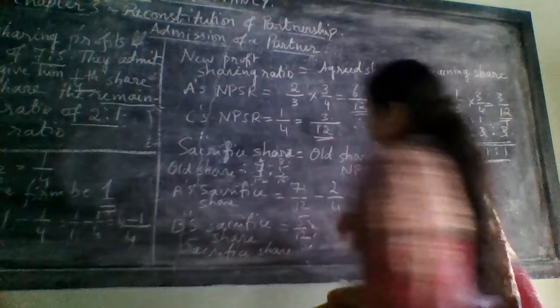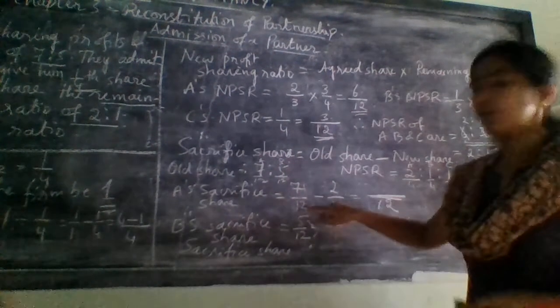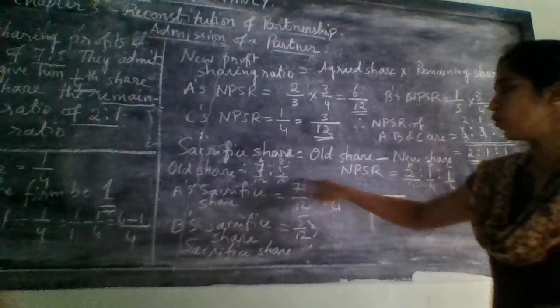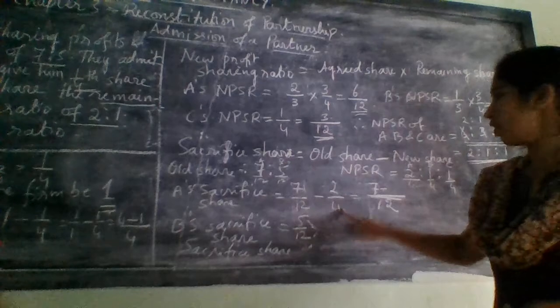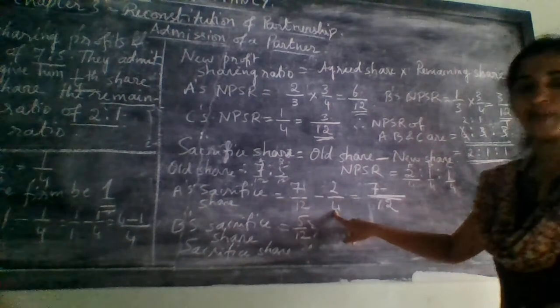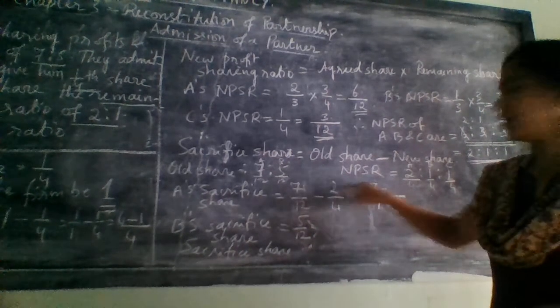Now 12 divided by 12, how much will it come? 1. 1 sevens are 7. Okay, next 12 divided by 4, how much will it come? 3. 3 twos are 6.